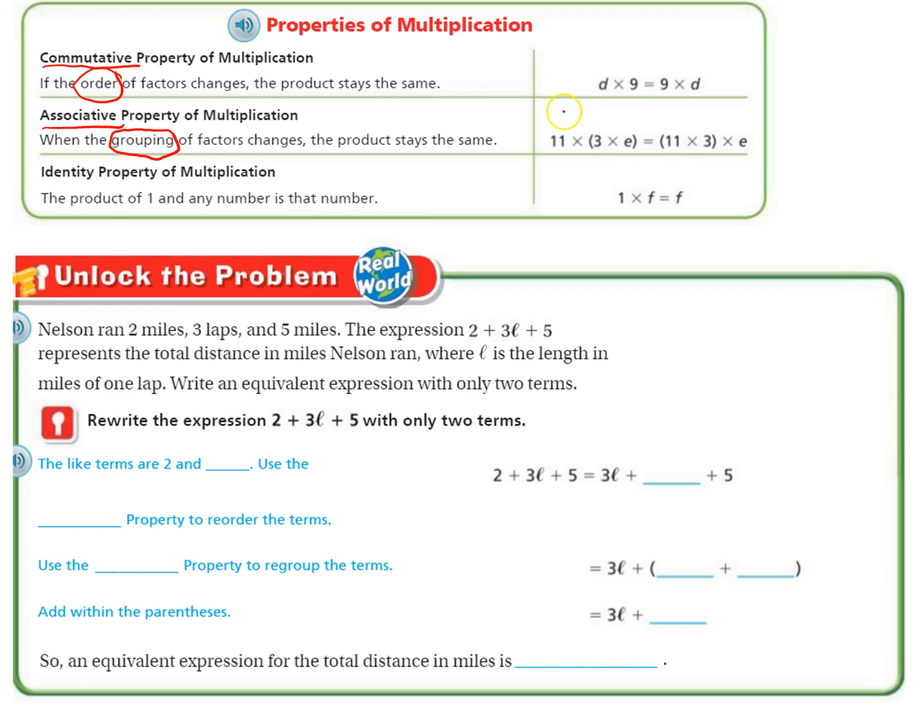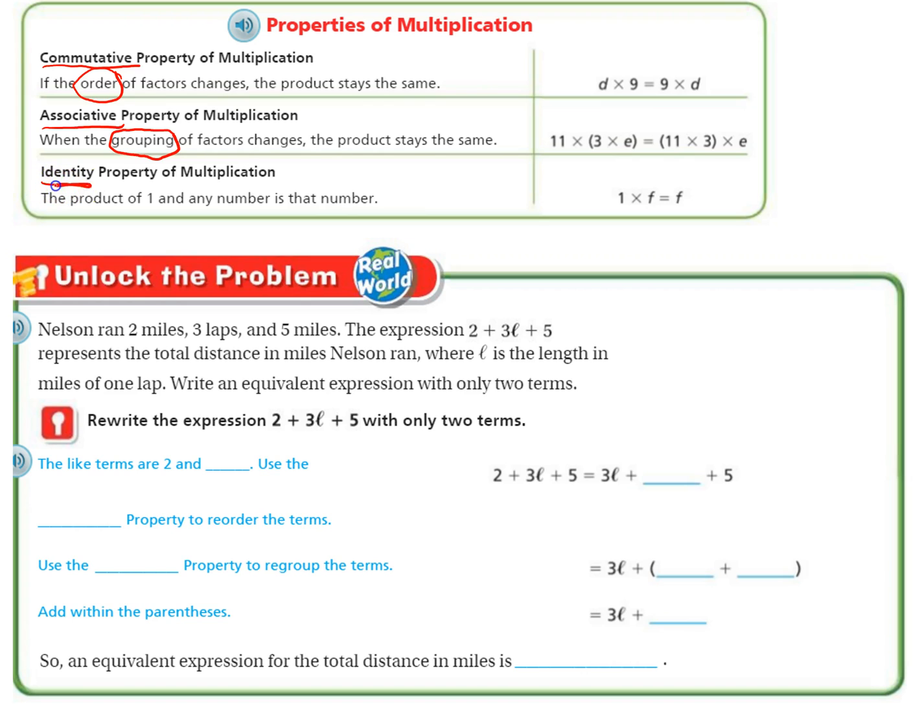So, for example, I could change the order to 11 times E times 3, and I could put the parentheses around the 11 and the E if I wanted to. So, the grouping does not matter with multiplication, and the order does not matter when you're dealing with multiplication.